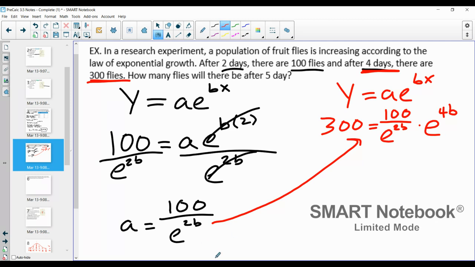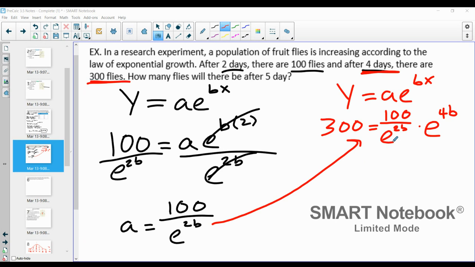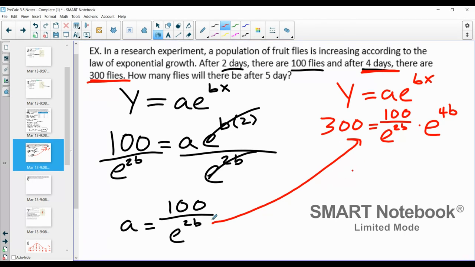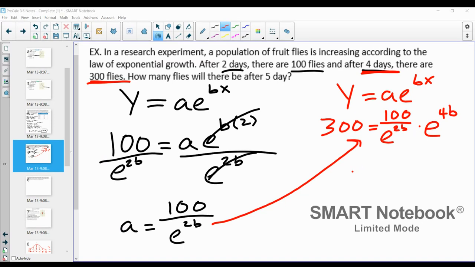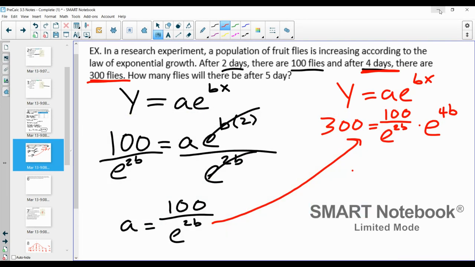Any questions there so far? What I did is I just replaced my a with what I found before in the first part. And then I have e to the 4b because this is representing 4 days. Still do not know my growth rate of b yet. All right, I'm going to keep moving. If you have a question, throw it in the chat.